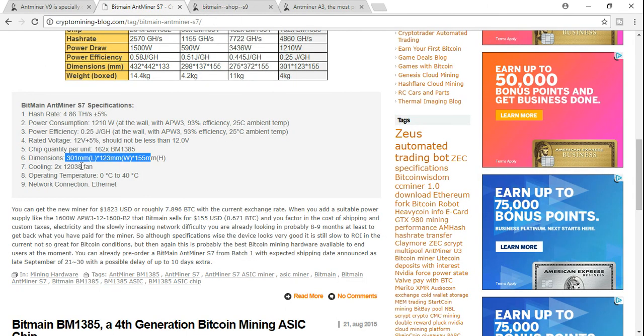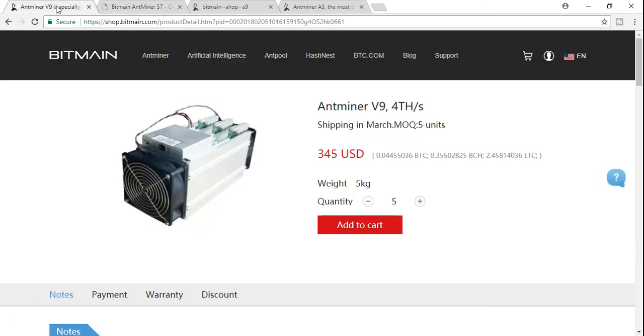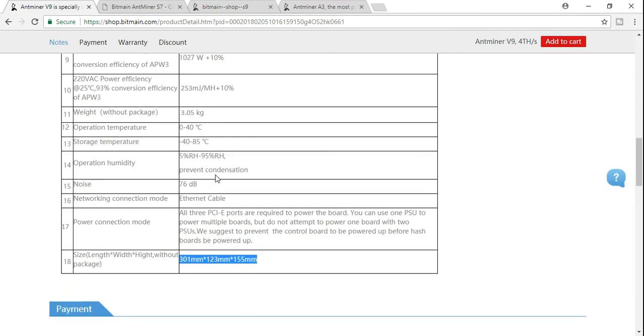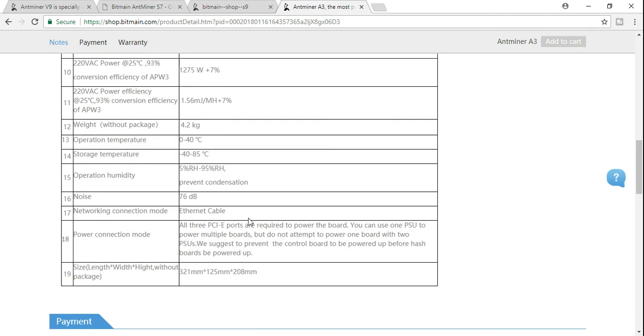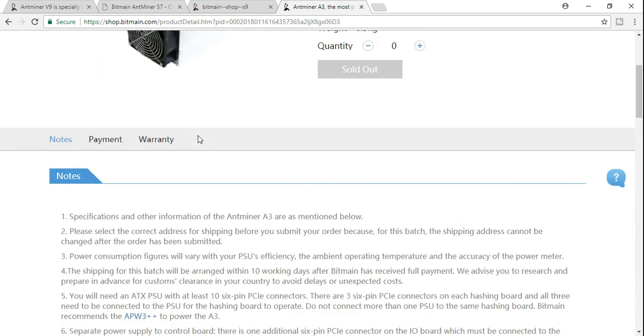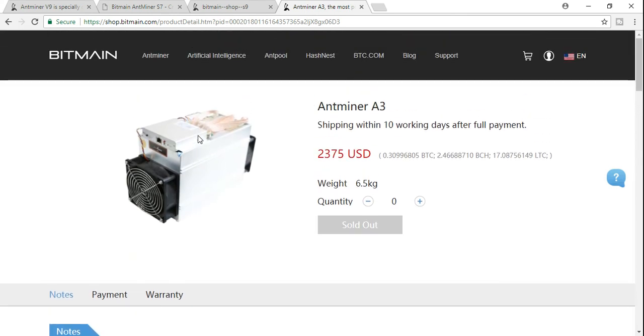Again, let's go back to the S7, 301, 123. Go back to the V9, 301, 123. What about the A3? Now, the A3, 321, 125, 208. So, guys, you do the math. Same casing. I'm not saying that it is, I'm not saying it's not, but hey.